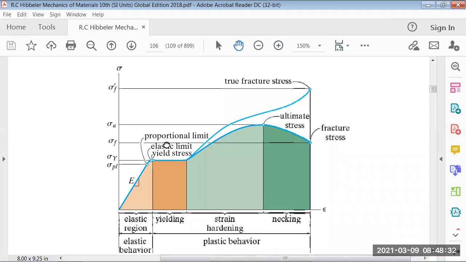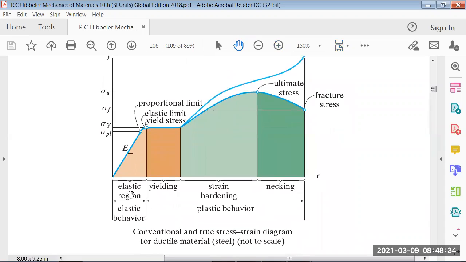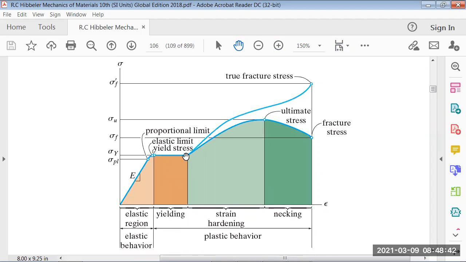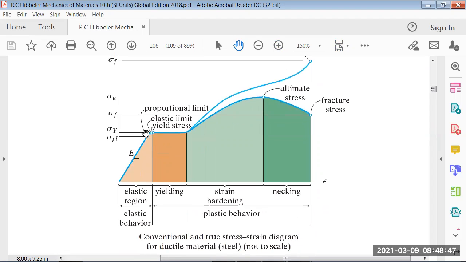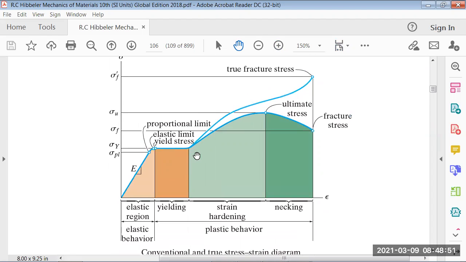So in the homework, I've given questions like, what is elastic region? What is yielding stress? What is strain hardening? What is necking? What is proportional limit, for example? The question is like this: explain all of the indicated stuff within this figure, and explain it to me briefly, not in fine details, just briefly.